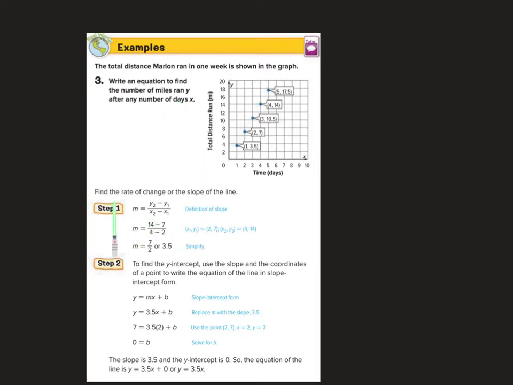So our first step, we have to find the rate of change or the slope of the line. And remember, we can do that from any 2 points here. So we're going to use our slope equation, y2 minus y1 over x2 minus x1. And again, we pick any 2 sets of coordinates.